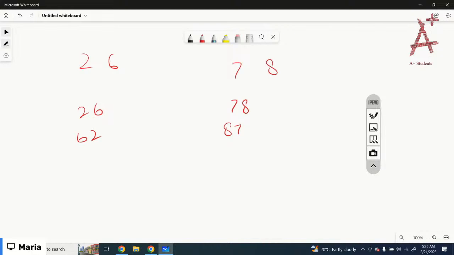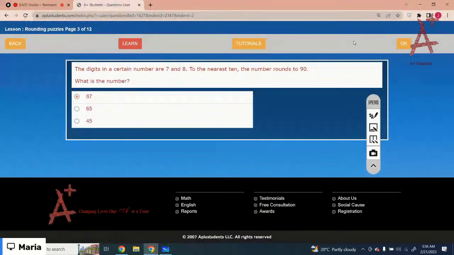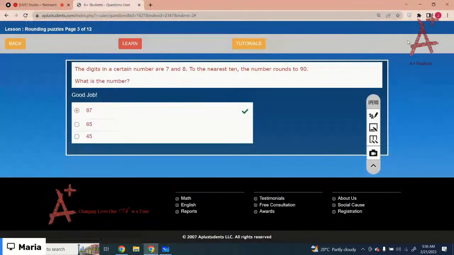So which number is rounded to 90? 87 is rounded to 90. Got it? 78 is rounded to 80 and 87 is rounded to 90. So the correct option is 87 because 87 is rounded to 90. Got it?